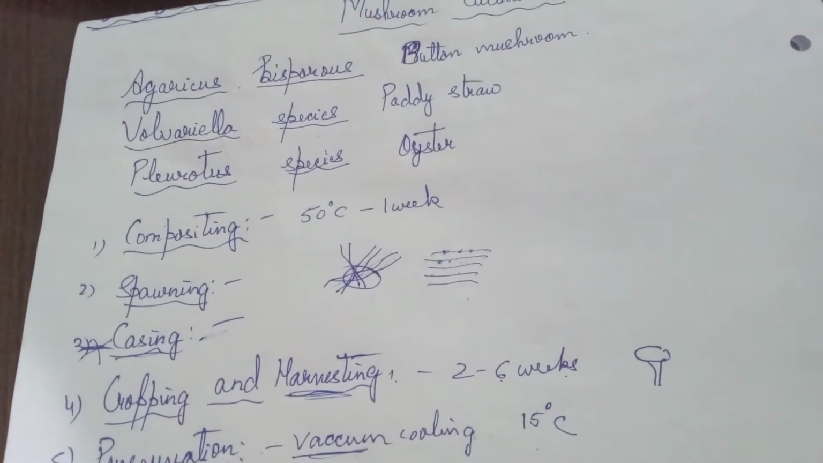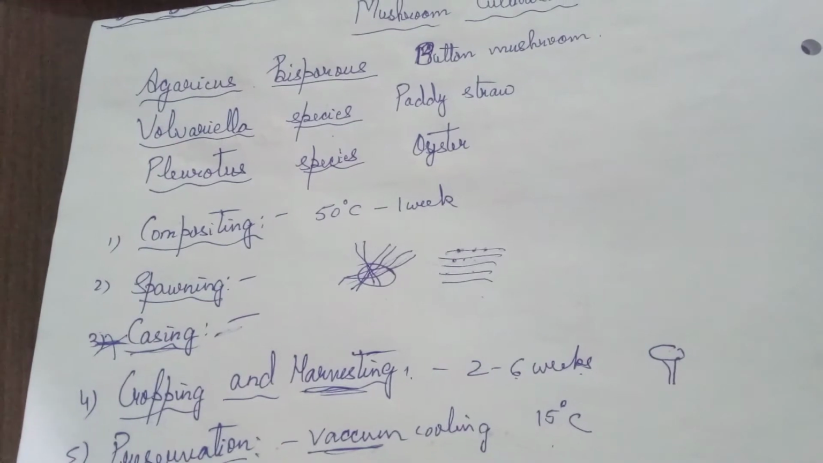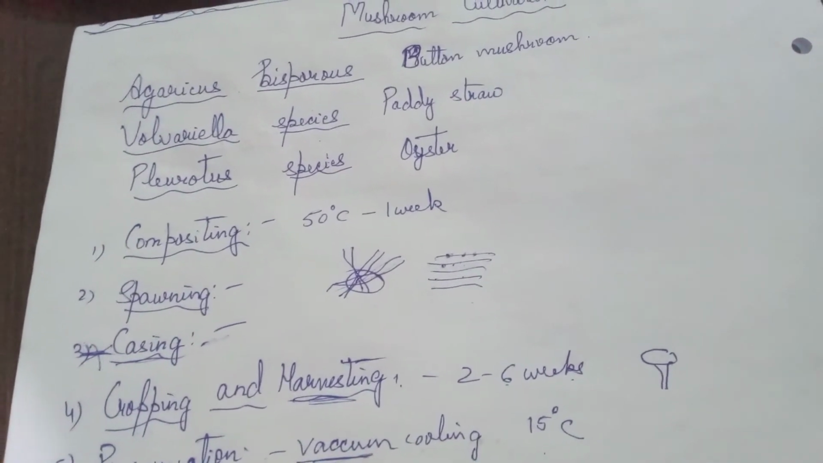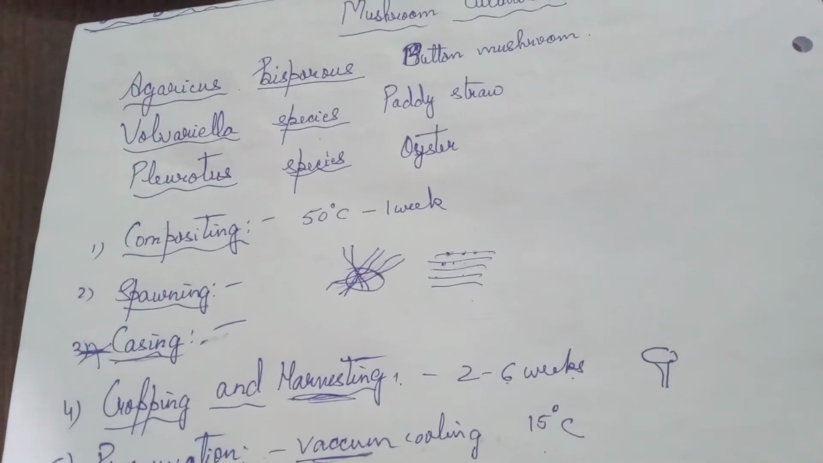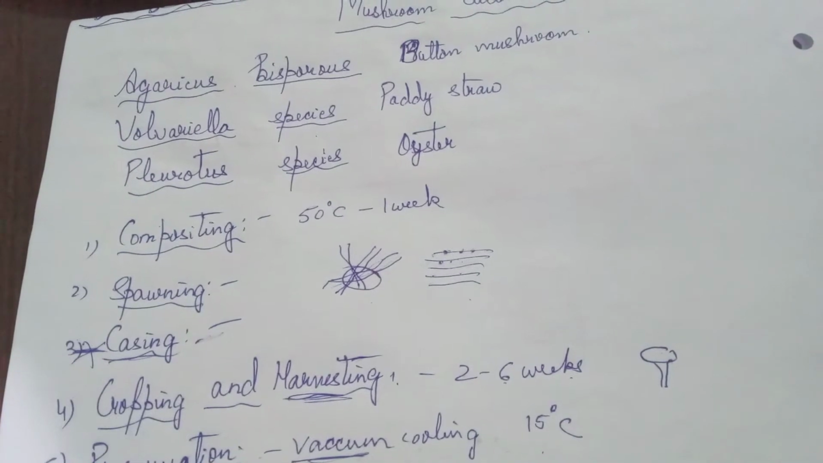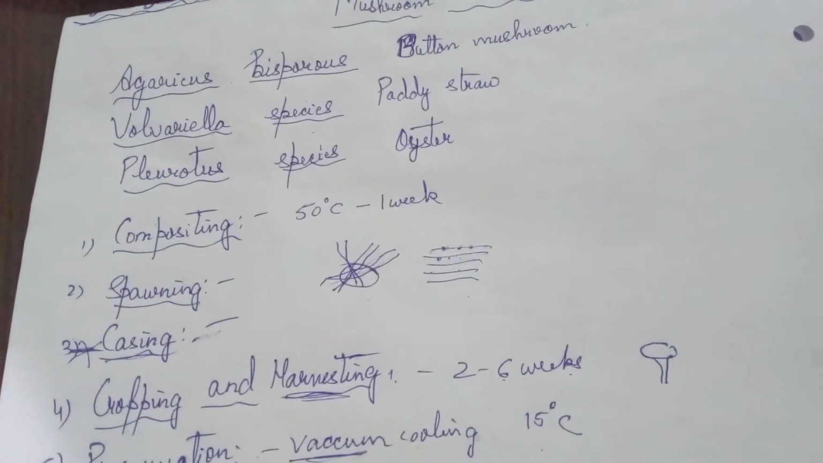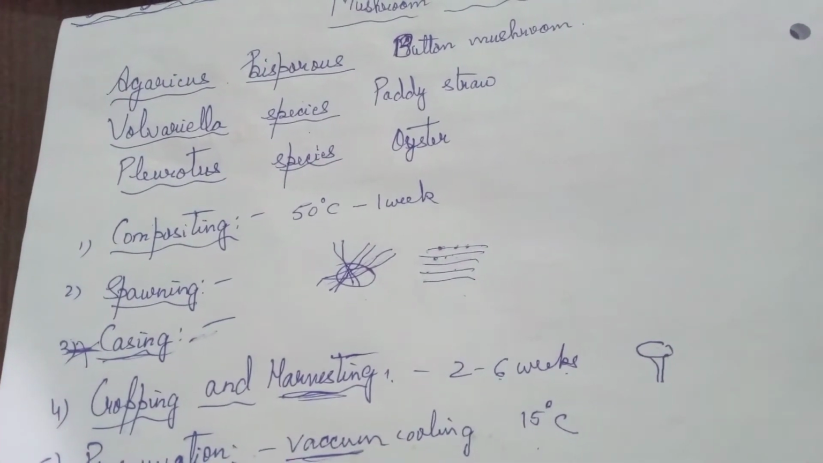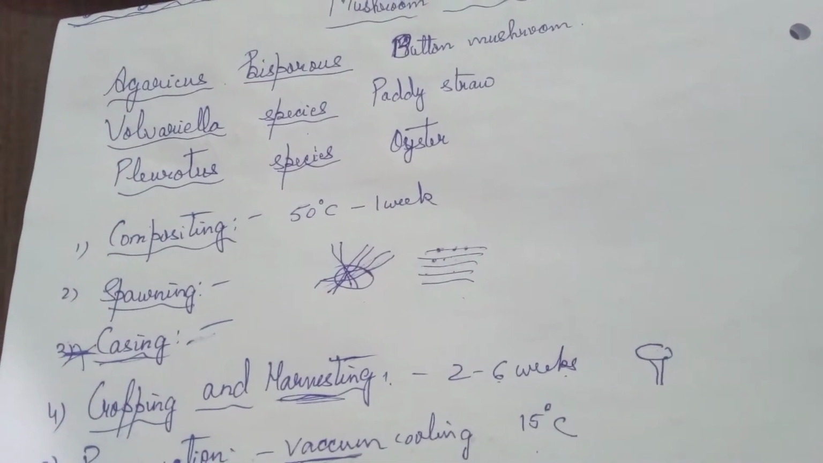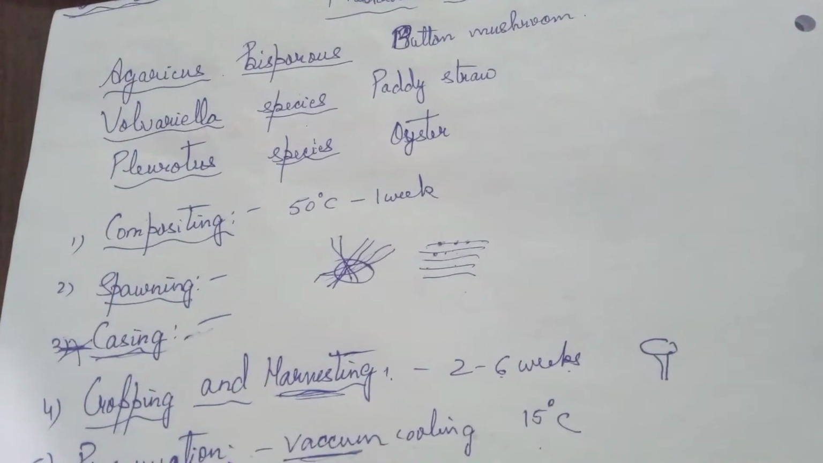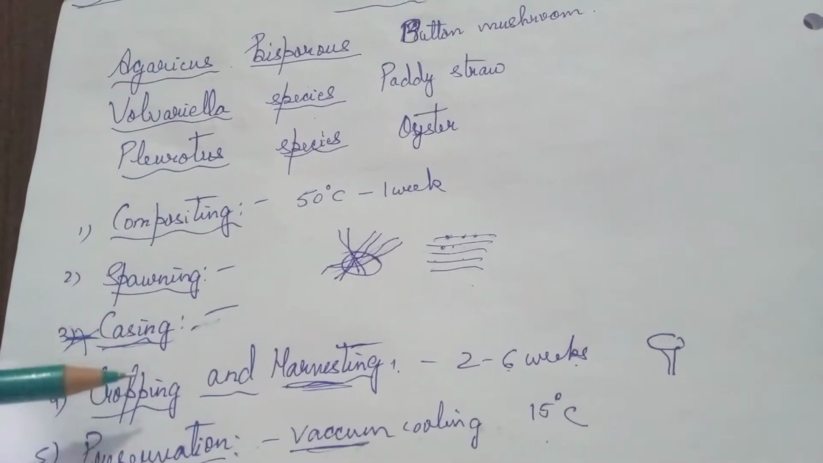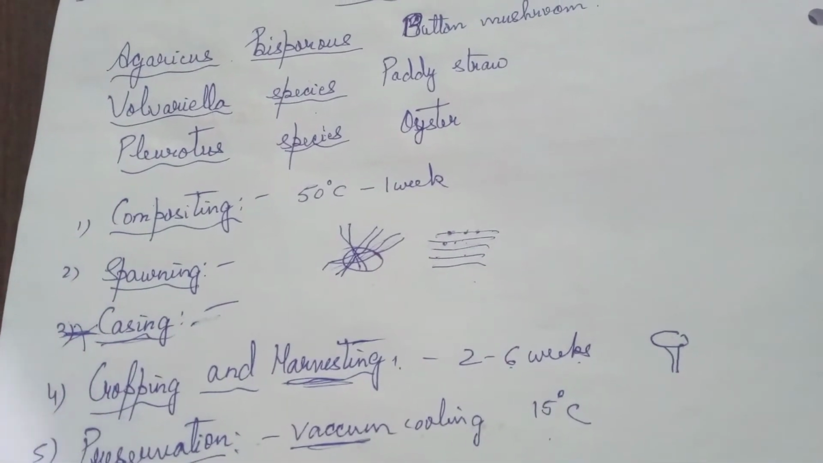Now, mushroom cultivation has been given a wide boost by our government also, and it is a source of income not only for the farmers but also for young entrepreneurs, since this mushroom is highly rich in protein. Now, when we talk about mushroom cultivation, it requires the following steps: composting, spawning, casing, cropping and harvesting, and preservation.